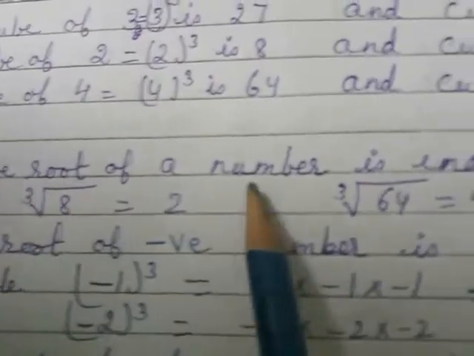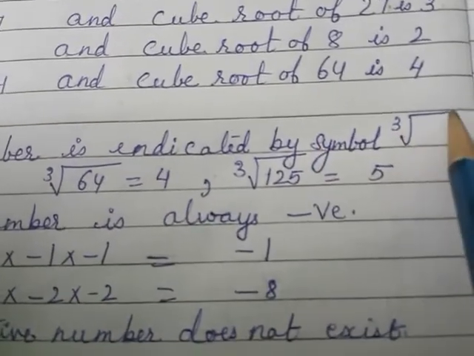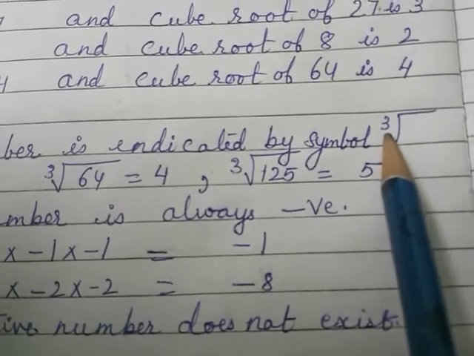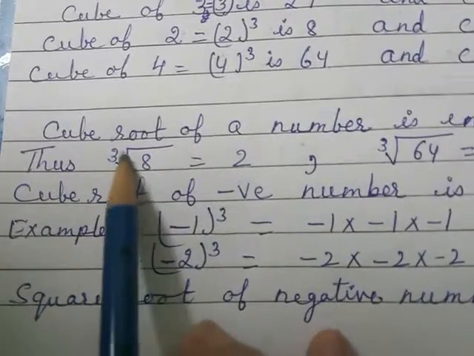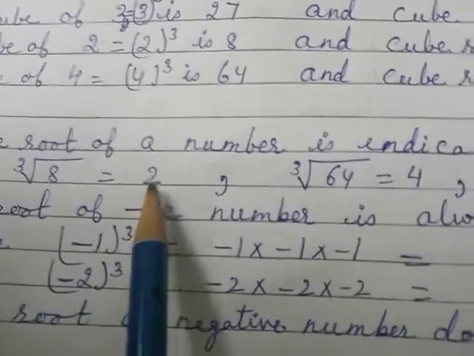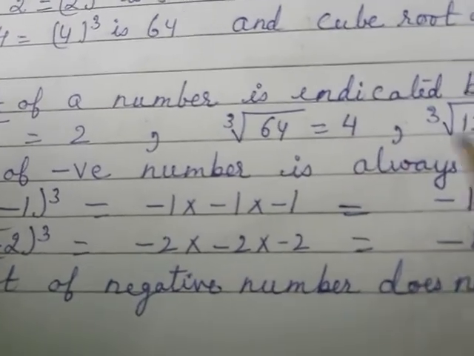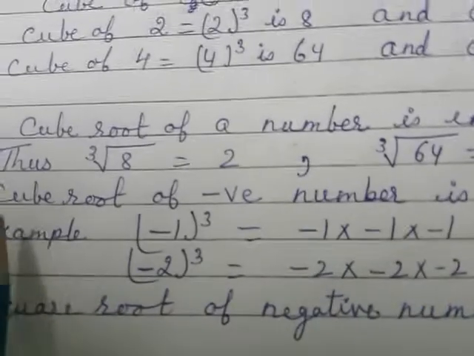Cube root of a number is indicated by the cube root symbol. See, this is the symbol of cube root. We have written here this index, that is 3. Thus, cube root of 8 is 2. In the same way, cube root of 64 is 4. In the same way, cube root of 125 is equal to 5.